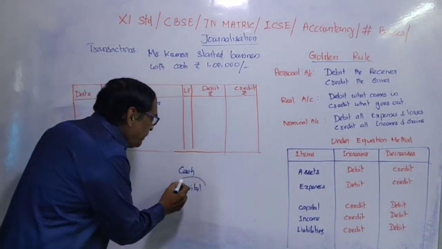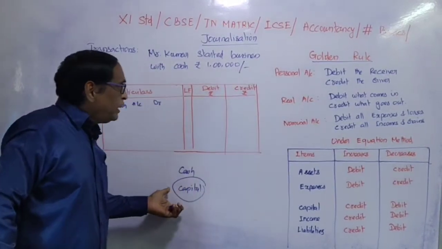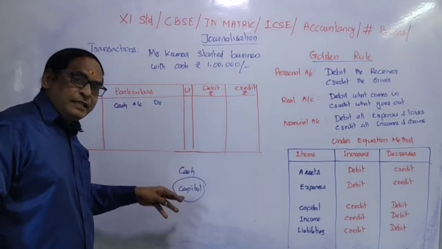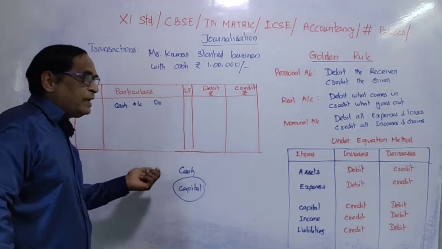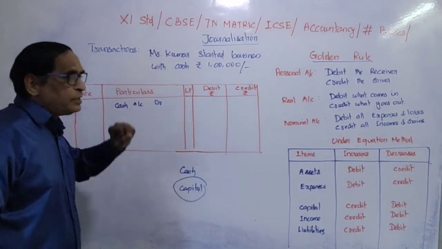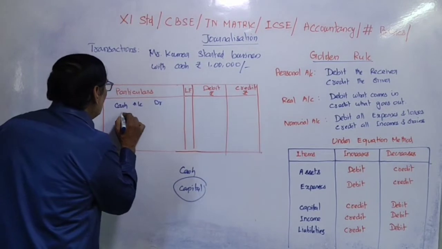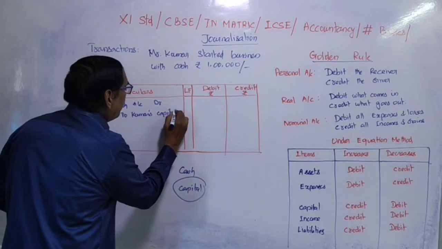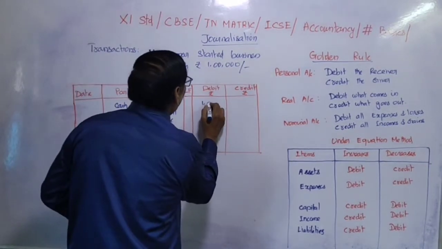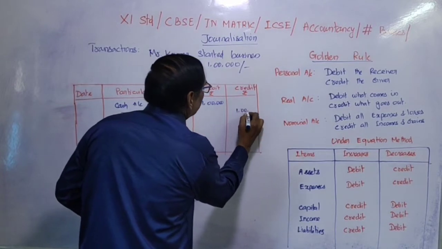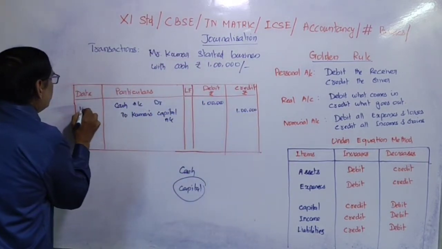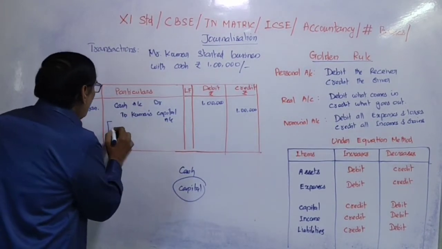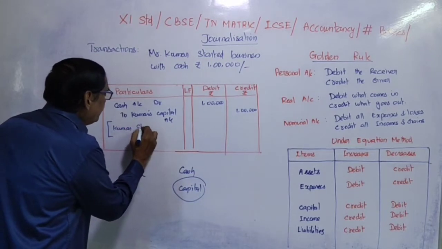Understand? The capital account, according to the golden rule, is classified under personal account: credit the giver. In this case, he has invested the amount in the business. So, we have to use his name. That means Kumar's capital account. How much amount? 1 lakh rupees. We have to mention the date, for example, 1st January. And the narration we have to write: Kumar started business. It's enough.